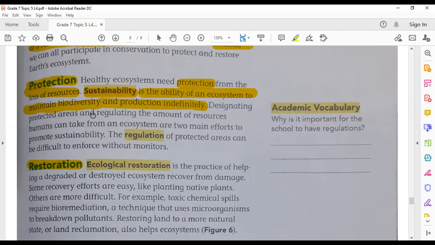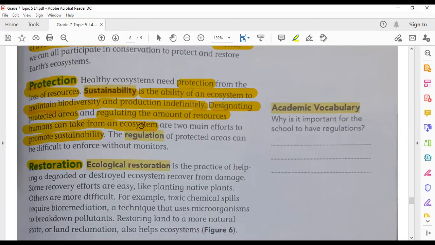Designating protected areas and regulating the amount of resources humans can take from an ecosystem are two main efforts to promote sustainability. So we can promote sustainability by two things: designating protected areas and regulating the amount of resources humans can take from an ecosystem. We must regulate how many services we can take.